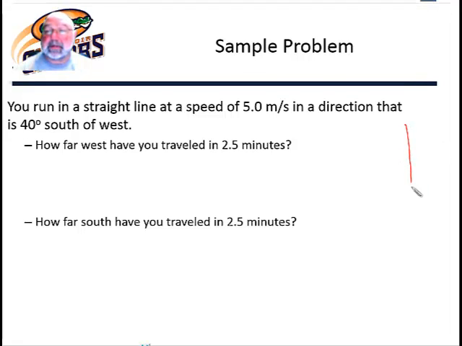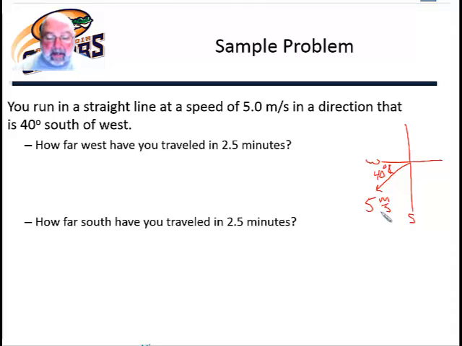Okay, so I'm going to draw an XY axis. It says I'm running in a straight line at a speed of 5 meters per second in a direction that's 40 degrees south of west. So that's the west side and that's the south side. I'm going in that direction at 5 meters per second, and this angle is 40 degrees. South of west means that we start at the west side and travel south.